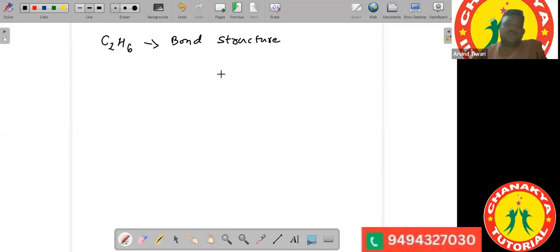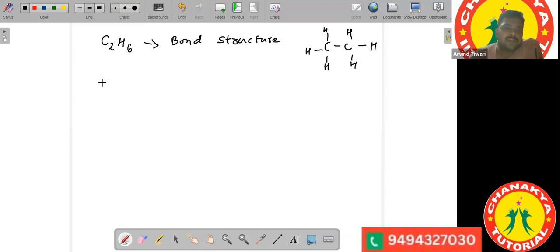You have drawn the bond structure of C2H6 also, which includes 2 carbon atoms and 6 hydrogen atoms. There is one thing that you should remember. How many bonds can carbon make? 4 bonds. Carbon will make 4 bonds only, which will satisfy its valency. Hydrogen will make only 1 bond and oxygen will make 2 bonds. If there is nitrogen, nitrogen will make 3 bonds. This we have seen.